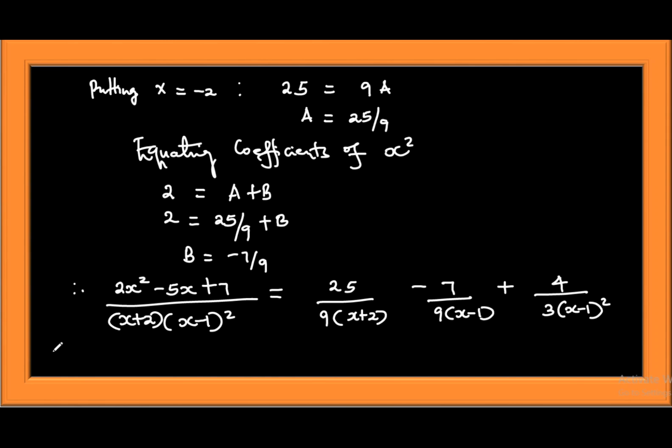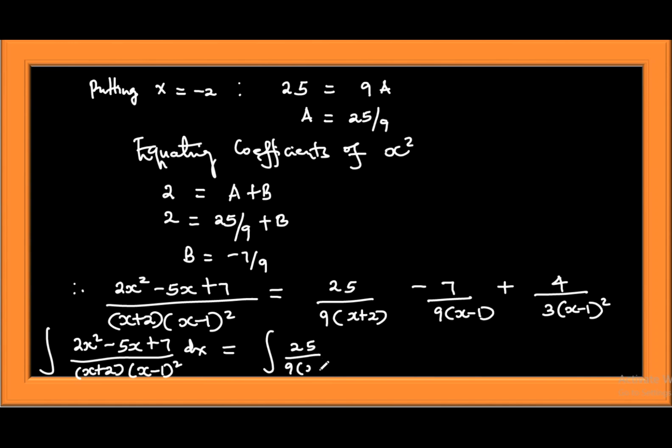That means we now need to integrate, and therefore we can say the integral of 2x squared minus 5x plus 7 divided by x plus 2 into brackets x minus 1 squared dx is just going to be the integral of 25 out of 9 into brackets x plus 2 dx minus integral of 7 out of 9 into x minus 1 dx plus integral of 4 out of 3 into x minus 1 squared dx.